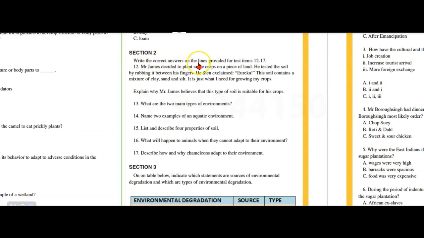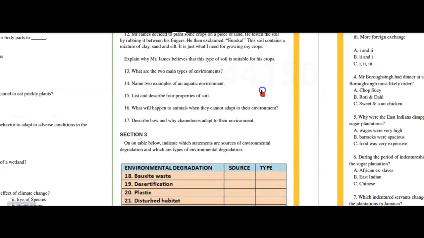Here is section 2 now, and for this one it says, write. You're going to write the correct answer on the lines provided for test items 12 to 17. Mr. James decided to plant some crops on a piece of land. He tested the soil by rubbing it between his fingers. He exclaimed, "Eureka! This soil contains a mixture of clay, sand, and silt. It is just what I need for growing my crops." First, explain why Mr. James believes that this type of soil is suitable for his crops.